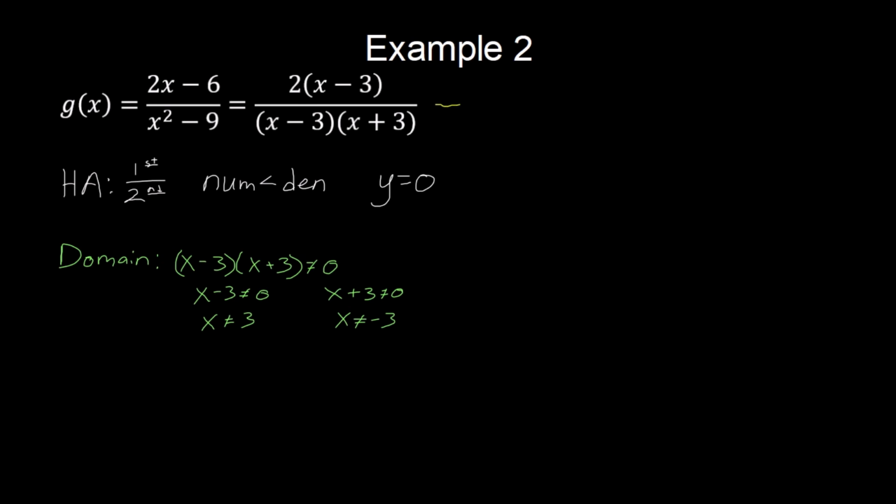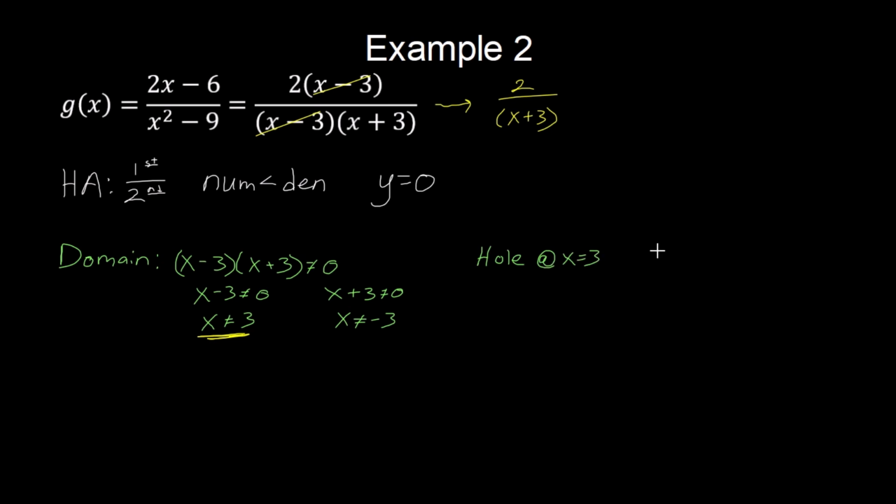Once we find our domain restrictions, we are allowed to go through and see if anything cancels, which it does, and we are remaining with a very simplified version of 2 over x plus 3. Now that means one of our restrictions canceled. The restriction that canceled is this x minus 3 here. So this restriction creates a hole. We now know we have a hole at x equals 3.